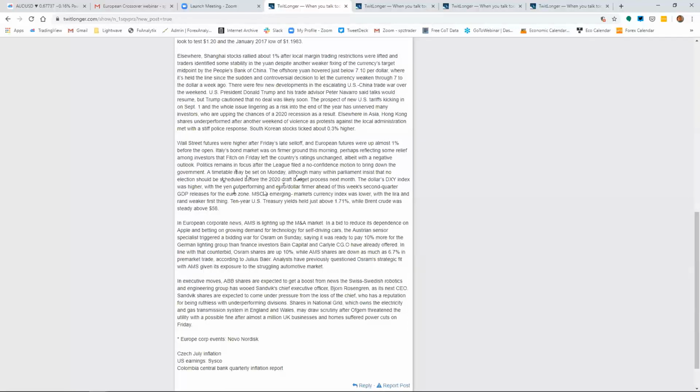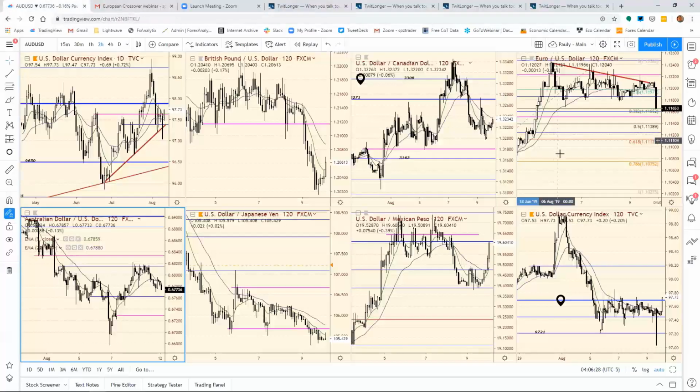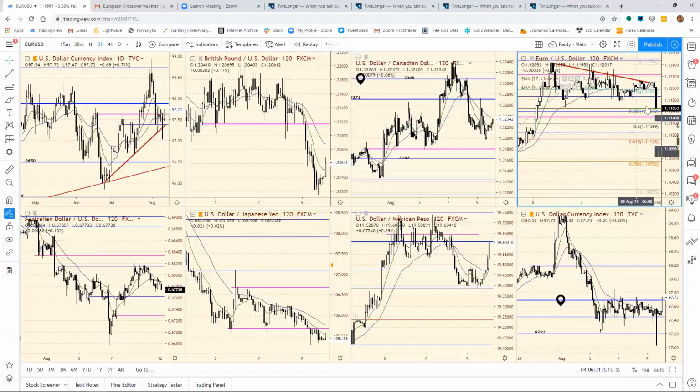The dollar index was higher, with the yen outperforming. And let's take a look. Euro continues to drift lower right into this 38%. So let's get this out of the way.